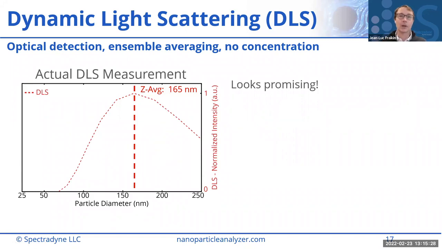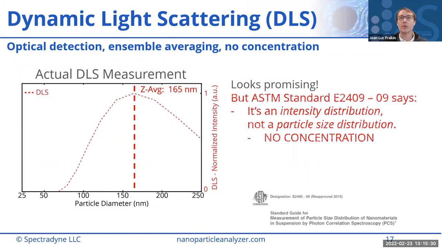However, you're a good scientist, you're careful, and so you remember that even the ASTM standard for using dynamic light scattering says that this distribution is an intensity distribution, and it's not a particle size distribution. It's not delivering any concentration information.